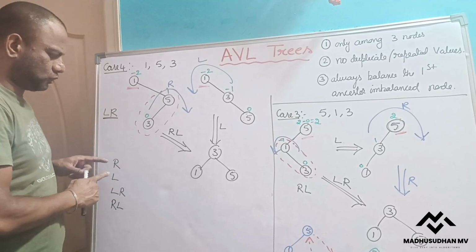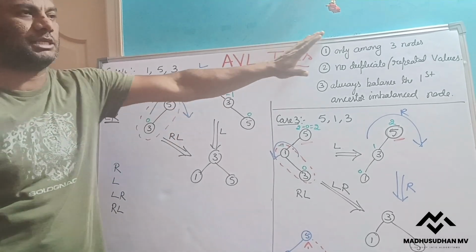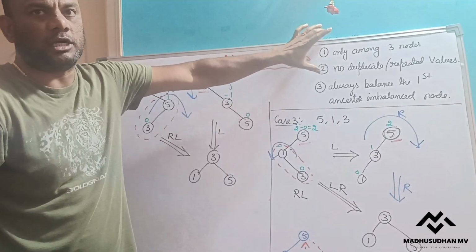In case 1 and case 2 we worked with 3 nodes, but here we also did it on 2 nodes. That means the maximum is among 3 nodes. Now, I hope these 2 points are clear.